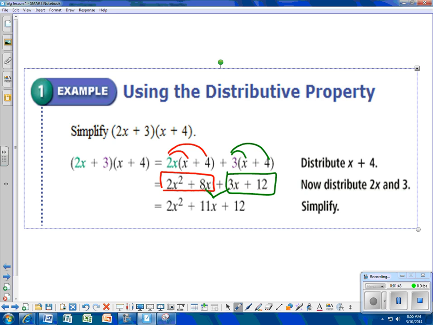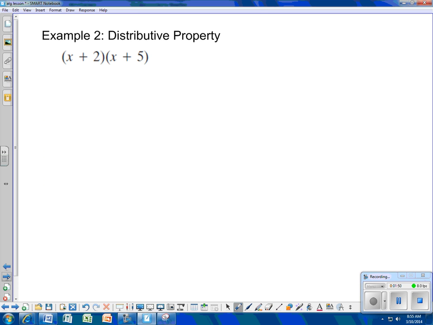All right, for example 2, I'm going to walk you through this. I'm going to show you again. This is the distributive property. We're going to break up the first parenthesis into x and 2. We're going to multiply both of those by the second parenthesis. So x plus 5 and then x plus 5. Then we're going to use multiplication.